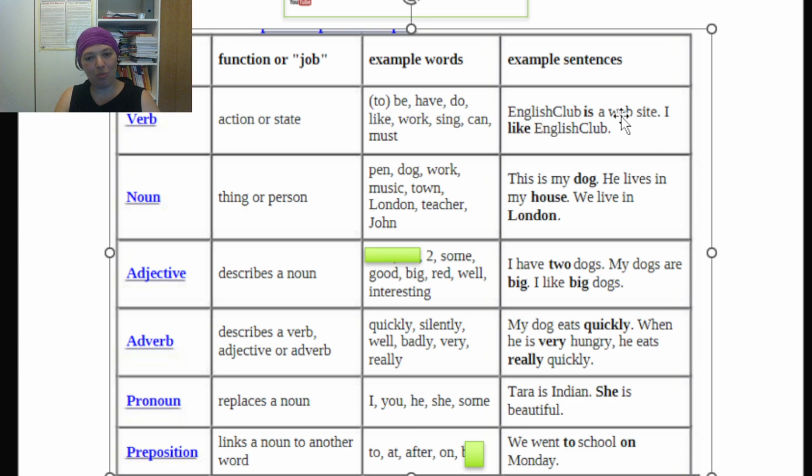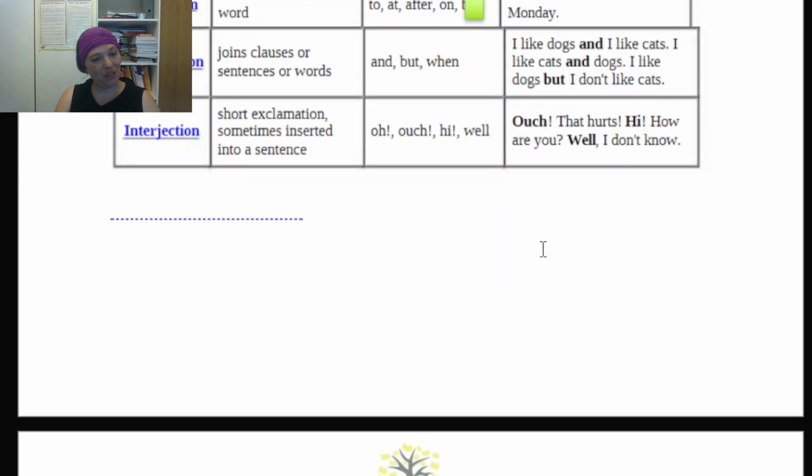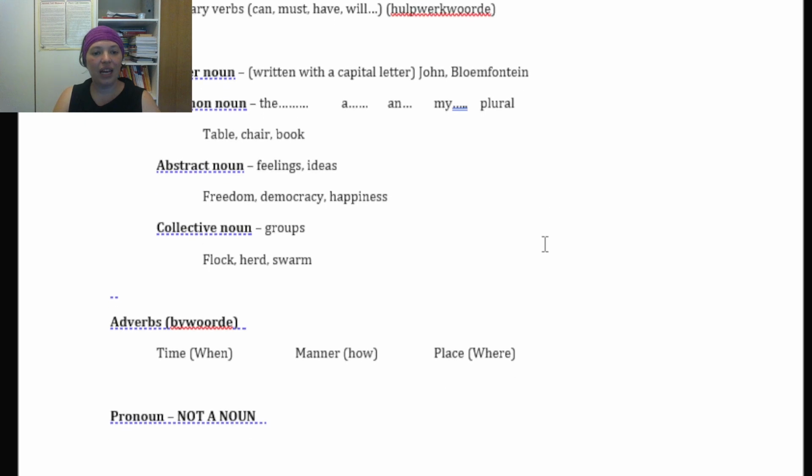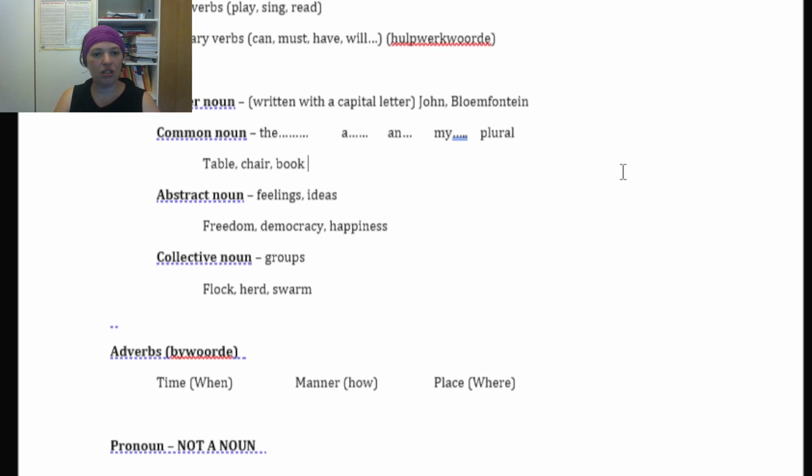So here's an example in a sentence. English Club is a website. I like English Club. Okay, so ek het hieronder vir jou 'n paar, hierso het ek vir jou geskryf, laat ek dit net daar so bold maak.